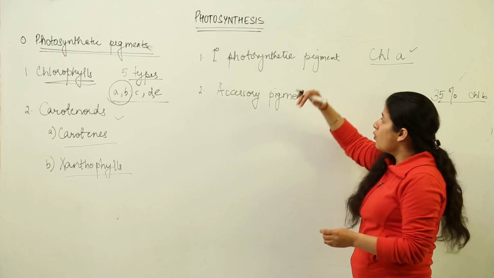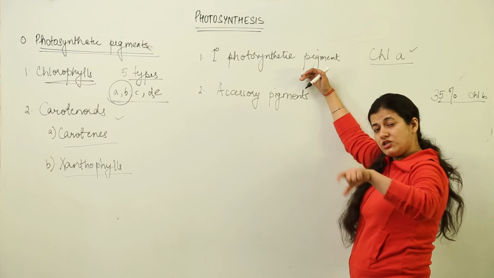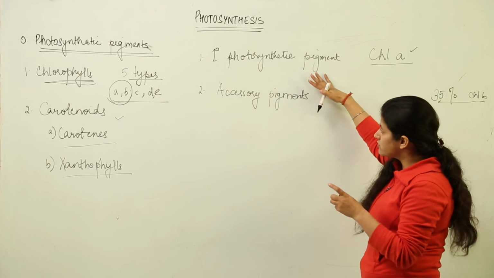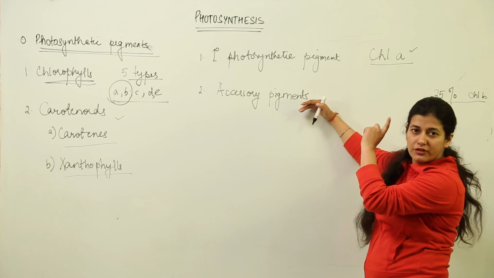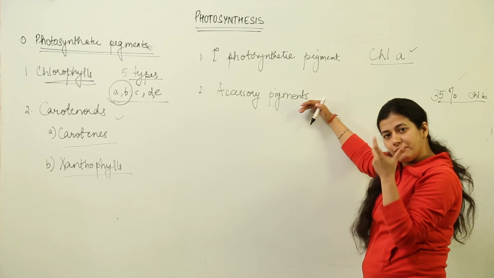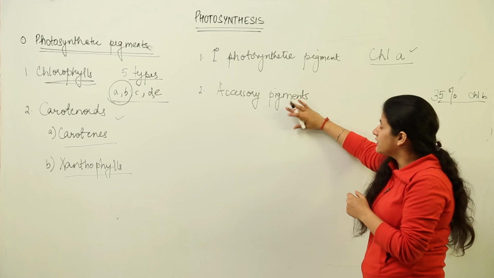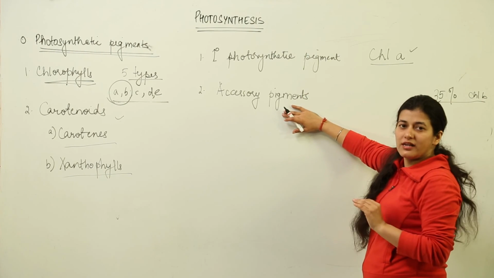Out of those two, one is the primary photosynthetic pigment that has to do all the energy considerations, keeping in mind the work that has been assigned to it, that is of photosynthesis. The remaining pigments, apart from chlorophyll A, take up the sunlight that falls in PAR, photosynthetic active radiation, and pass that energy on to the chlorophyll A molecule itself.